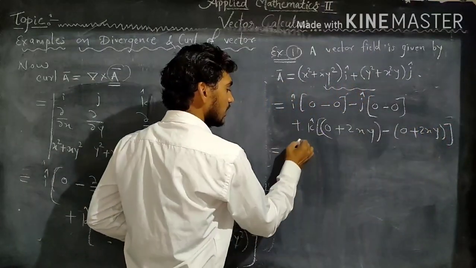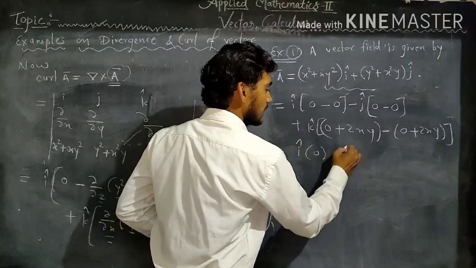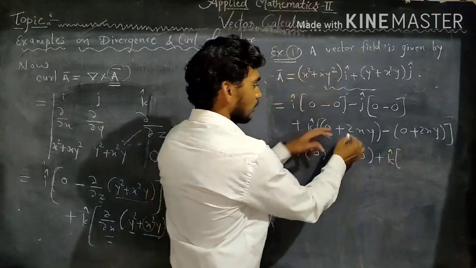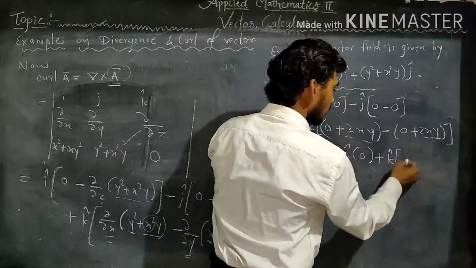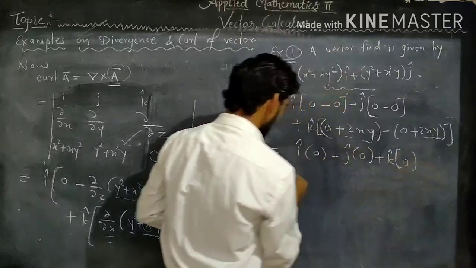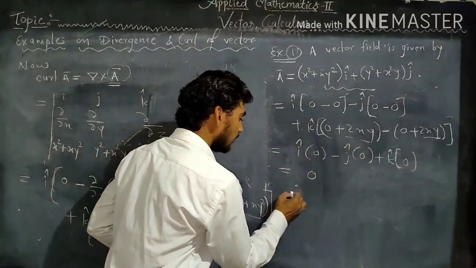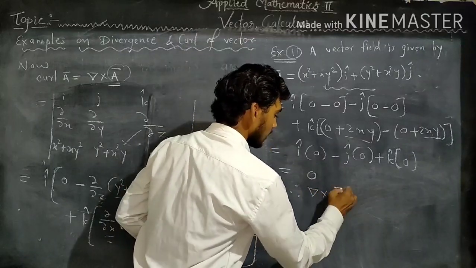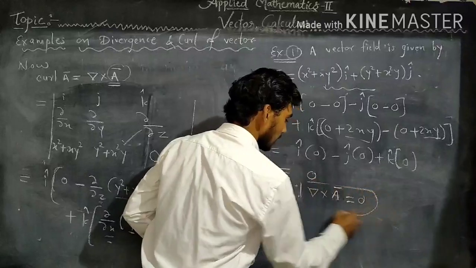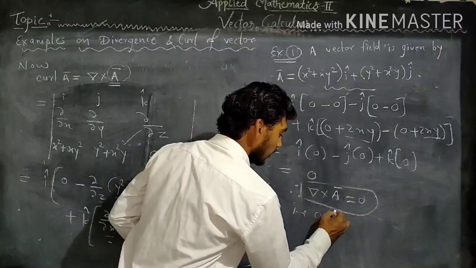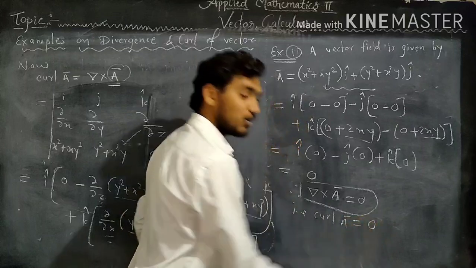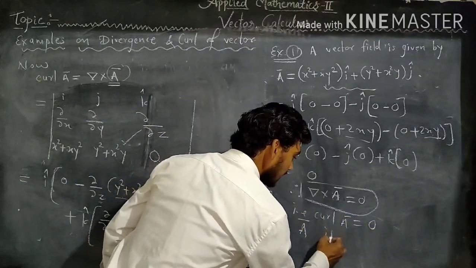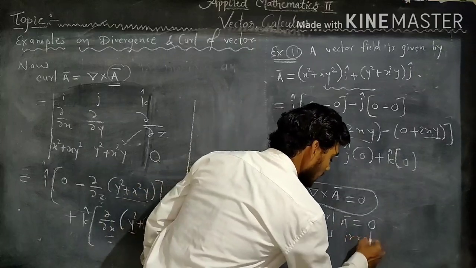After simplification it is i times 0 minus j times 0 plus k times 2xy minus 2xy, so it is 0, which is equal to 0. Therefore del cross vector A is equal to 0, that is curl of vector A is equal to 0, which means given vector field A is irrotational.